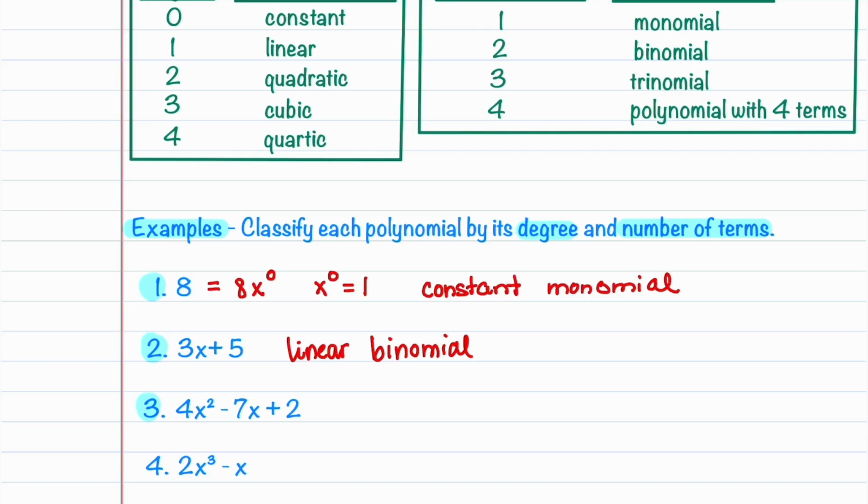Let's now look at our third example. In this example, we have three terms, so it's going to be a trinomial, and then the highest power of x is 2, so it's called quadratic. So we have a quadratic trinomial.